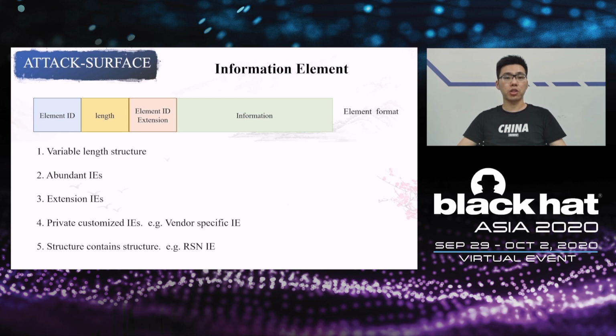Fifth, structure contains structure. Taking the RSN information element as an example, RSN represents robust security network. The information element enables the station and access point to exchange security information. It contains the encryption suites supported by devices. The encryption suite has a count field and the corresponding suite list. It may cause conflicts between the length of the information element and the count field, which can easily cause problems.